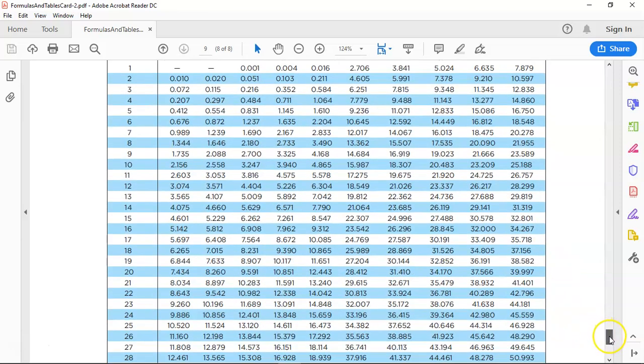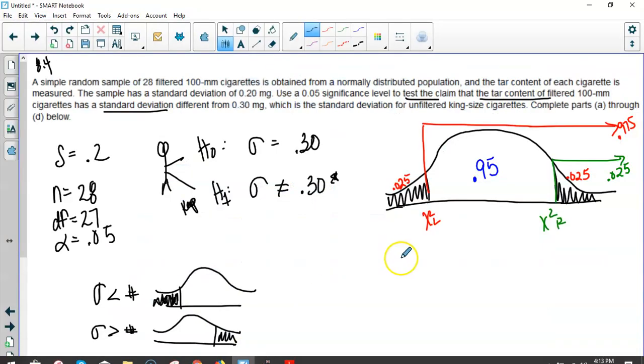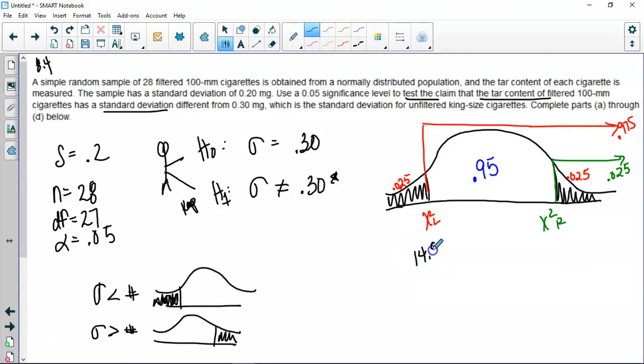Uh-oh, mailman. And over, and I get a left score of 14.573. Ooh. Okay, the Beagle alarm has ended. I think we can resume our question. The mailman lives another day. We had our left hand critical value of 14.573.